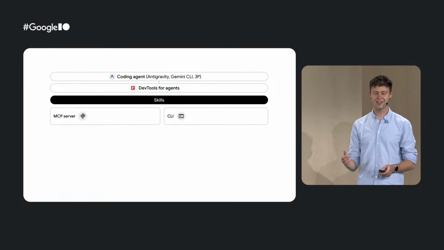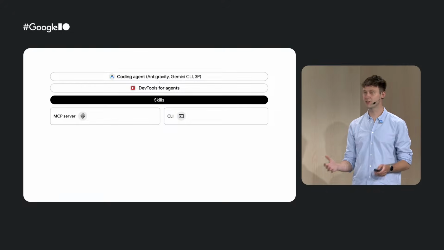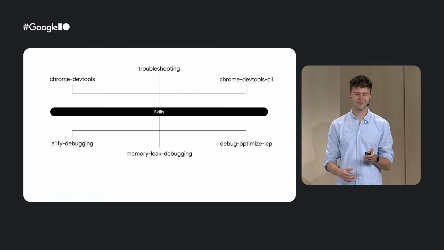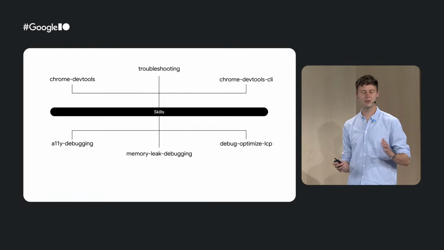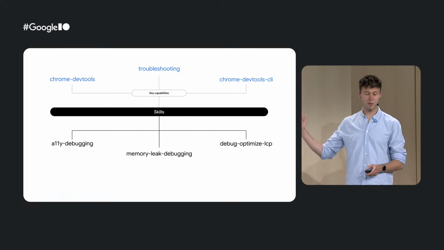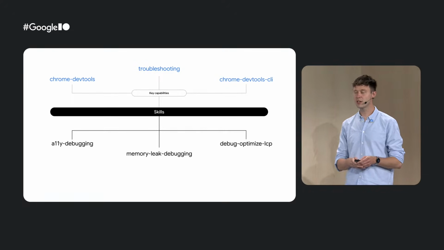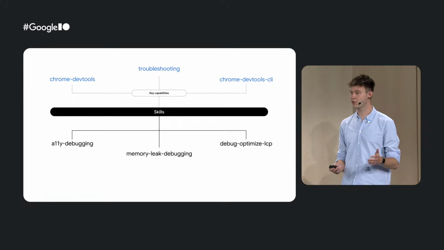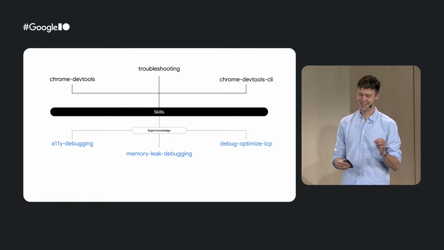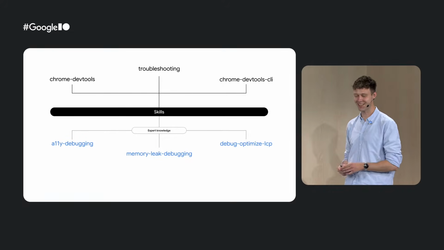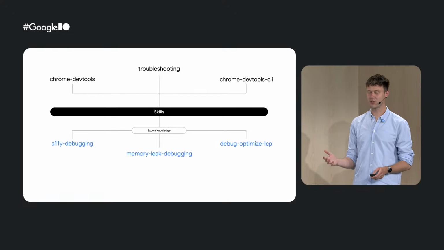The third and last key thing that brings it all together is a set of skills which teach your coding agent how and when to use Chrome DevTools for Agents. For now, Chrome DevTools for Agents ships with a total of 6 skills, which can be roughly put in 2 categories. The troubleshooting and the Chrome DevTools and Chrome DevTools CLI skills help your coding agent to understand key capabilities, concepts, and general usage. The accessibility debugging, the memory leak debugging, and optimize LCP skills include expert knowledge in that specific area, which makes your coding agent act as the same expert.